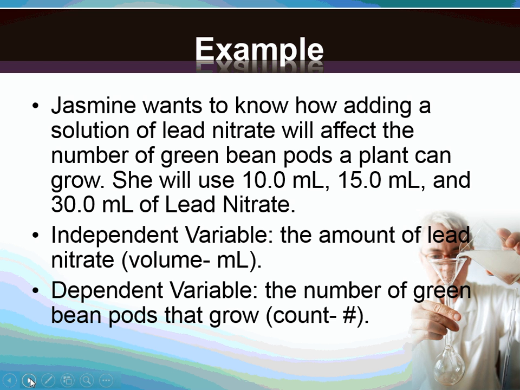Jasmine will measure the plant's growth. Because Jasmine doesn't know in advance the exact growth and its potential effect by the amount of lead nitrate, the growth is considered the dependent variable. In this case, the count of the number of green bean pods that grow.